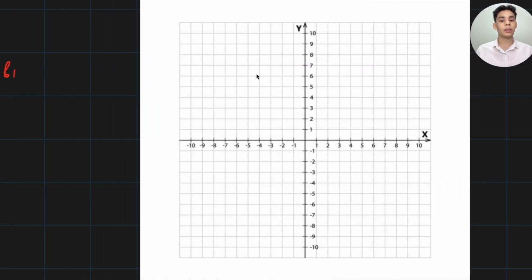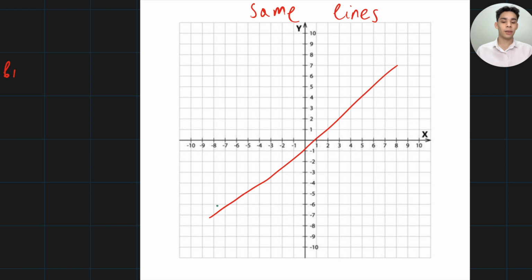And finally, let's get to our same lines. This is one of the easiest things. Let's say we have one line, and let's say we have another line, which will lie on top of it. They're basically the same lines, as the name suggests. So, in this case, the green line has y = m1x + b1. And the red line will have y = m2x + b2.